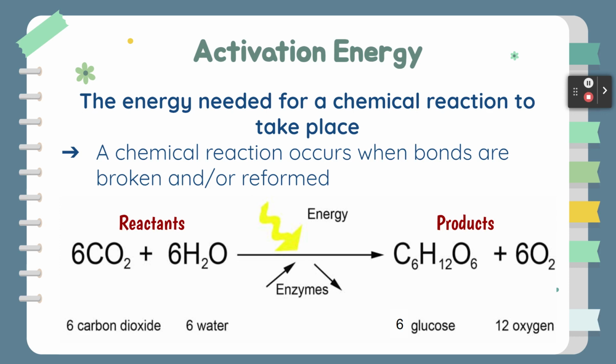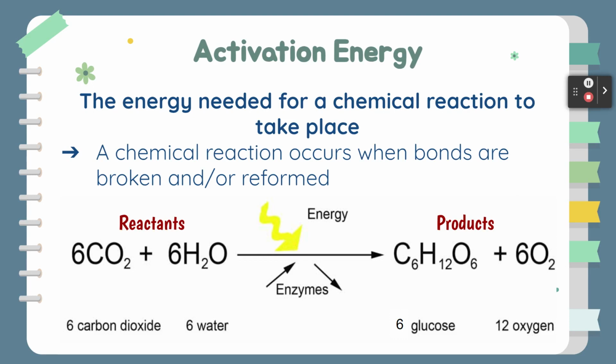and 12 oxygen. In this equation, carbon dioxide, CO2, and water, H2O, are our reactants. They come together with the help of sunlight and an enzyme called rubisco to form glucose, C6H12O6, and oxygen. These are the products.